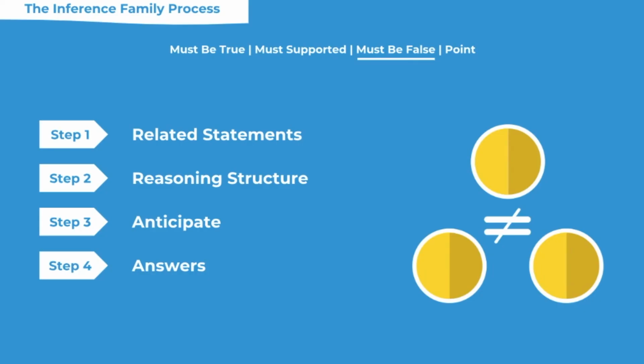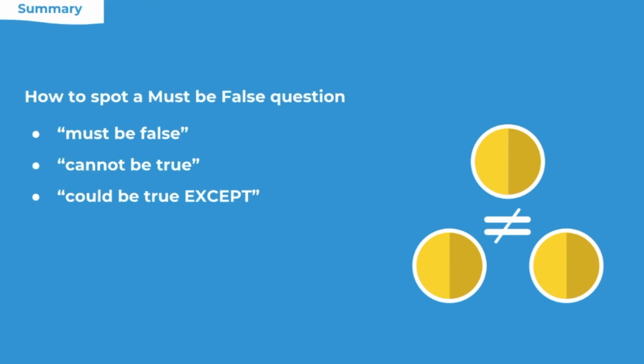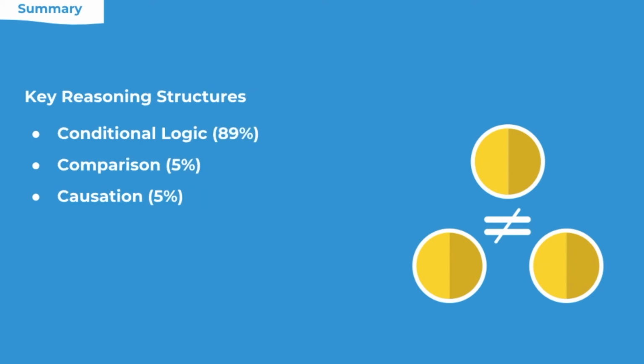So the process, remember, when you're working on must be false questions is to find related statements to see if there's a connection that can be made between them. Use reasoning structures to help you see how those statements can be connected. Use that understanding to anticipate an answer possibly, and then use trap answers to work through the wrong answer choices. You spot a must be false question with the language in the question stem. You're looking for must be false, cannot be true, or could be true except. The reasoning structures that you want to pay most attention to are conditional logic. That's the major player on must be false questions. And then comparison and causation can play minor roles as well.